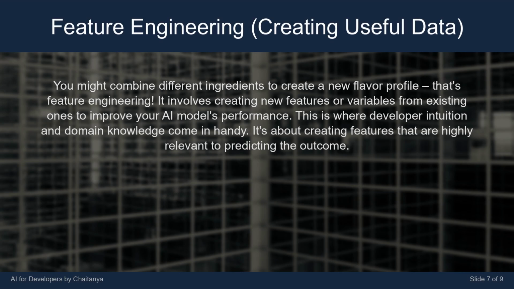You might combine different ingredients to create a new flavor profile. That's feature engineering. It involves creating new features or variables from existing ones to improve your AI model's performance. This is where developer intuition and domain knowledge come in handy. It's about creating features that are highly relevant to predicting the outcome.